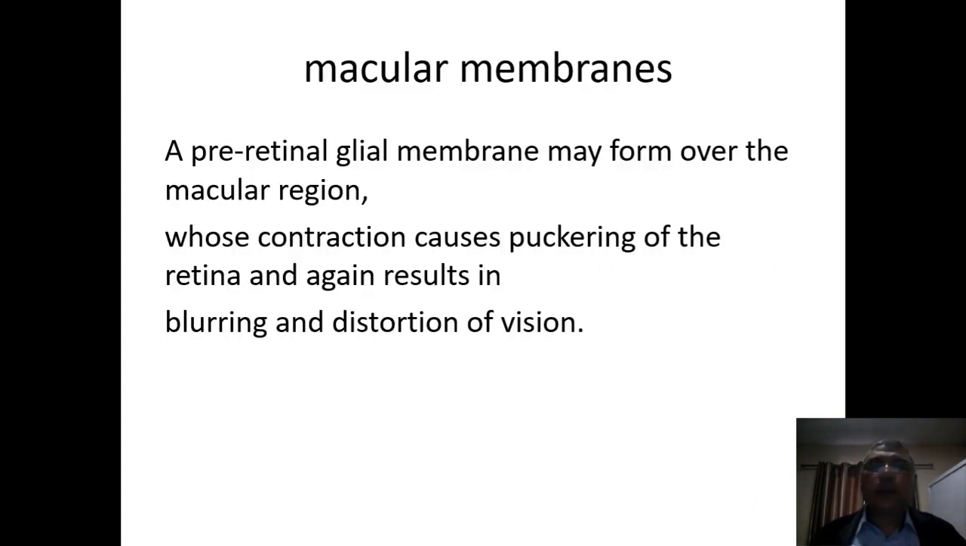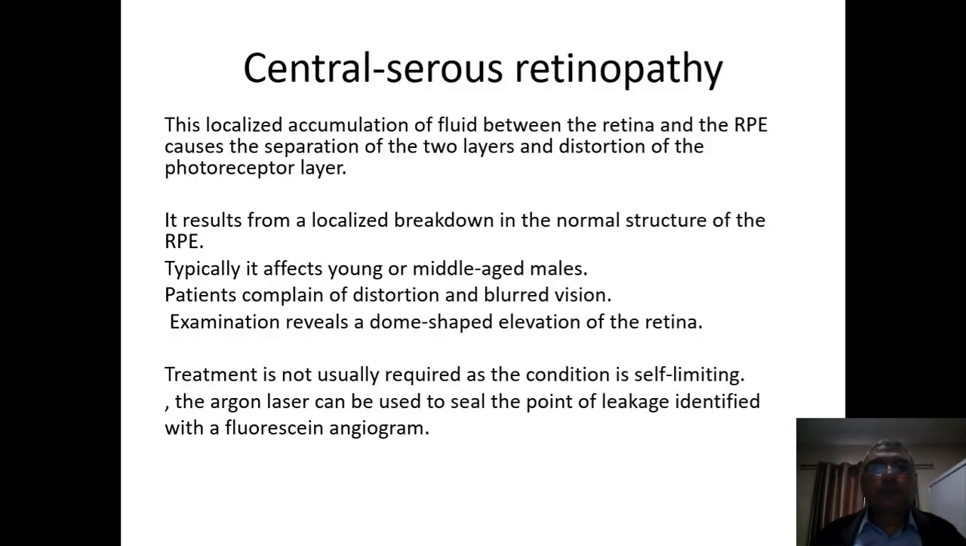Macular membranes, these are pre-retinal glial membranes formed in the macular region. They will contract and produce irregularity on the surface of the macula, resulting in metamorphopsia, distortion of vision, and blurred vision. The treatment is by vitrectomy also.